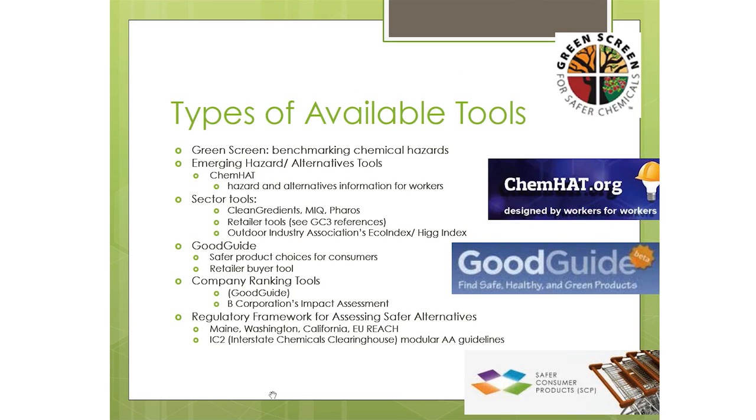This is going to be a very quick overview of the existing tools and who they were targeted for. And if you have other questions, feel free to contact me or GC3 and we will get an answer for you. The ones that are currently available are GreenScreen, which is pretty well known. I think most of you probably know that. It's a tool for chemical hazard assessment across a dozen or more human health and environmental endpoints, and it helps us benchmark chemical hazards. So this is very much a hazard-focused tool, but it also allows us to benchmark chemicals and show progress towards greener chemistry.